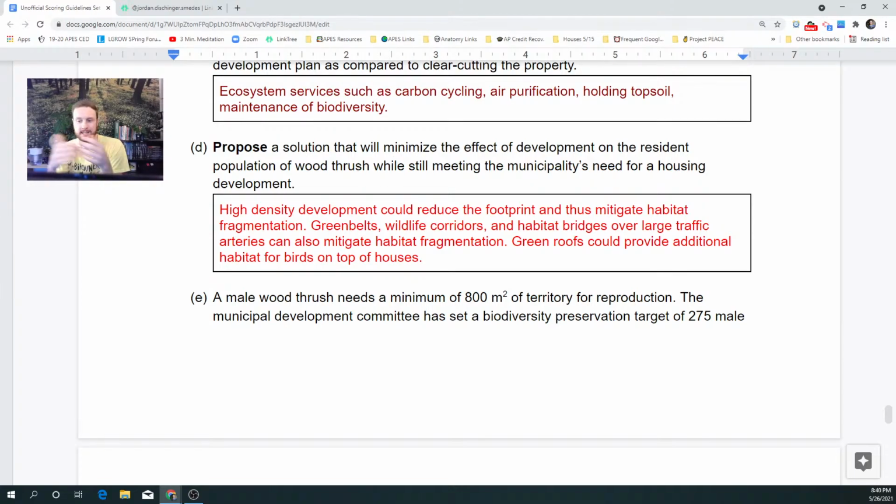Habitat bridges, connecting habitats. So I'm going to pause one more time to try to answer a couple questions in the chat, but we are going into the math, the dreaded math. And so I think this will be super helpful.